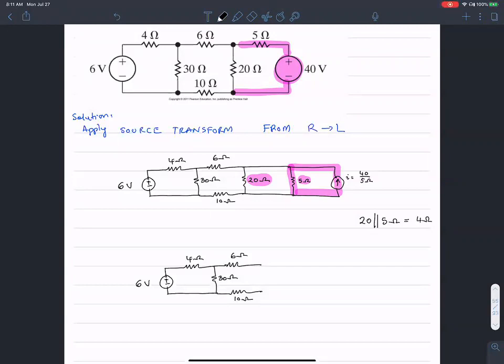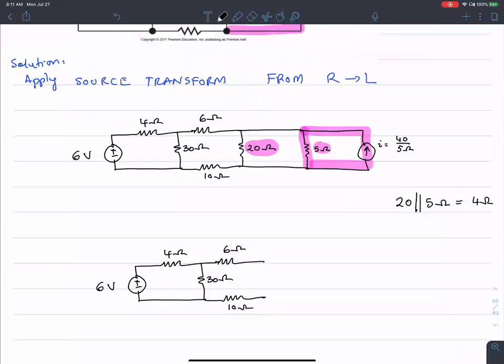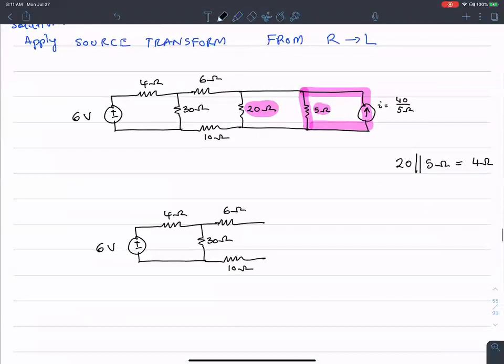So what happens is this 20 ohm resistance and the 5 ohm resistance in parallel give me an equivalent of 4 ohm resistance, and this guy is still the same. The current source is still 40 volts over 5 ohms, which is 8 amperes.